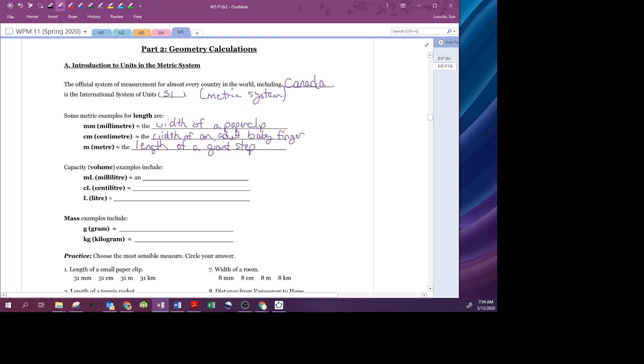Capacity or volume is measured in liters, and a liter is like a 1 liter carton of milk. A centiliter is about half a cup. And a milliliter is like an eyedropper full.